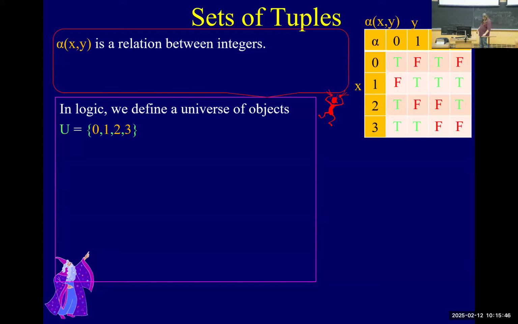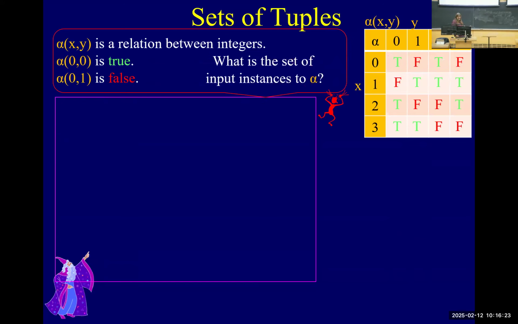We're saying in this example, we're going to have a universe of 0 through 3, and we're going to have some relation alpha that tells us for every value of x and value of y whether it's true or not. Everybody got the setup here? So for example, 0, 0 is true, 0, 1 is not true. So now we can think, what are the possible inputs to this? Well, 0, 1 is an input. There we go, we have them all.